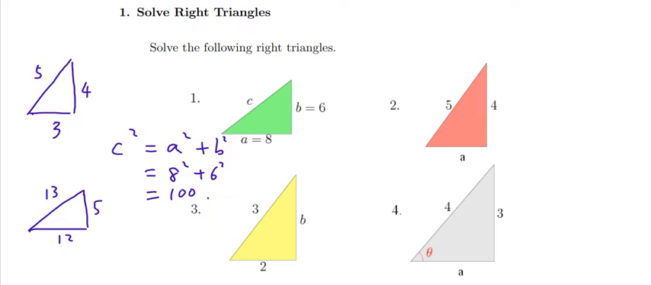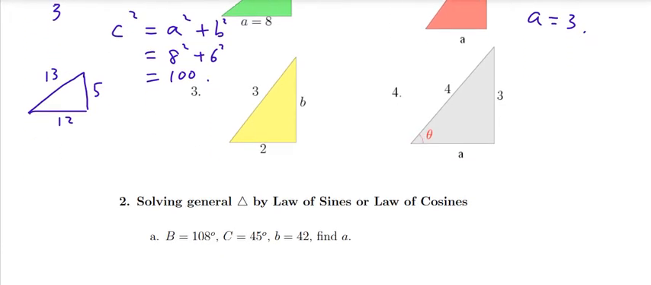Like for problem 2, this is very easy. A equals 3. To find B, we use A squared plus B squared equals C squared: 2 squared plus B squared equals 3 squared, right? So we can easily find B.